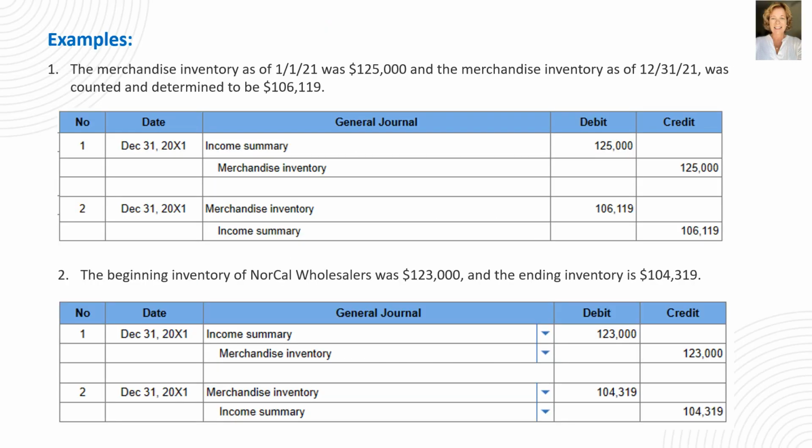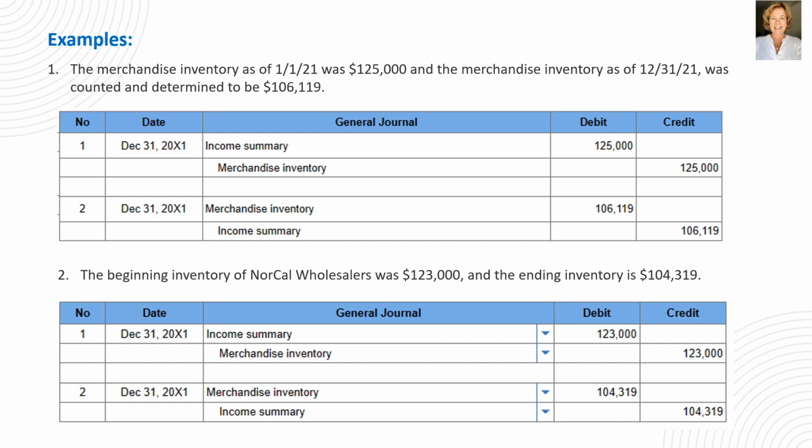Here are two examples. In the first example, the beginning inventory is $125,000 and the ending inventory is $106,119. To record this entry, we first remove the beginning inventory to income summary by debiting income summary for $125,000 and crediting merchandise inventory for $125,000. Then we debit merchandise inventory for $106,119 and credit income summary for $106,119.